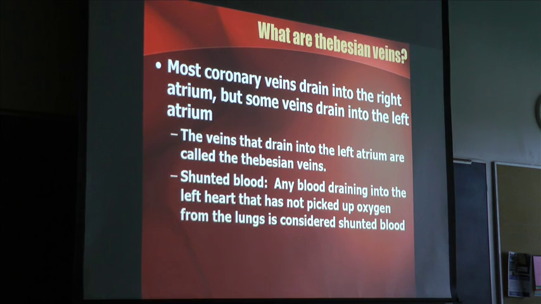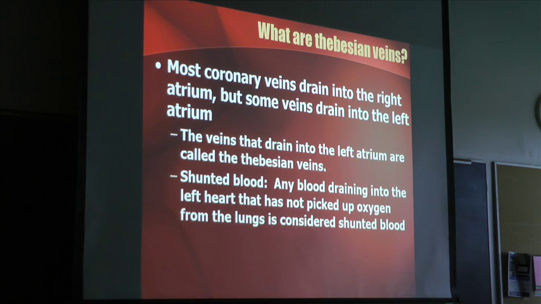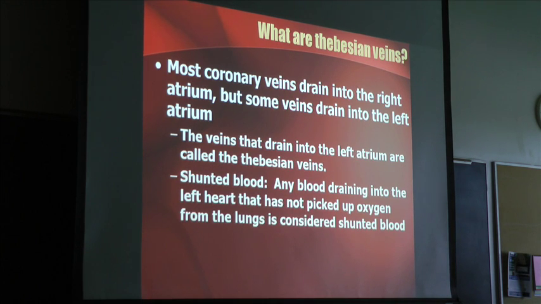Fabrician veins are coronary veins. Most coronary veins drain into the right atrium, but some veins drain into the left atrium. The veins that drain into the left atrium are called Fabrician veins. And they pose a problem, not really a problem, but they have deoxygenated blood. And we want oxygenated blood on the left side of the heart because that's what's going to be distributed to the body.